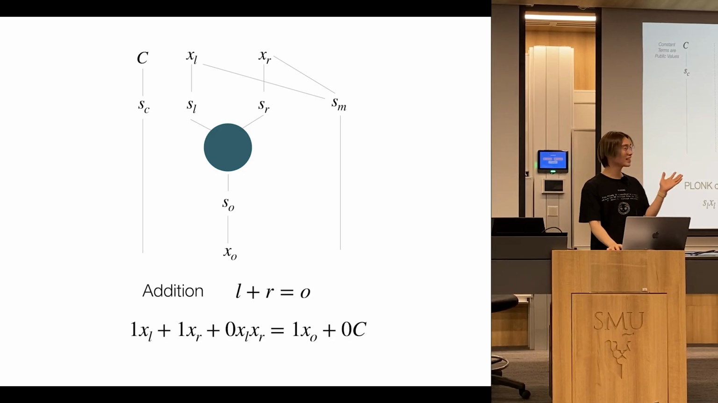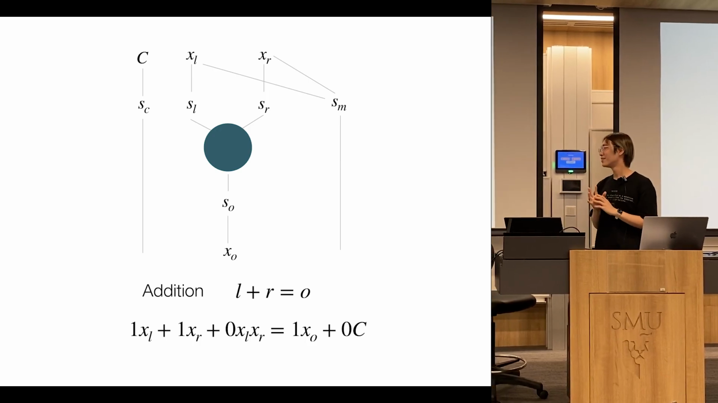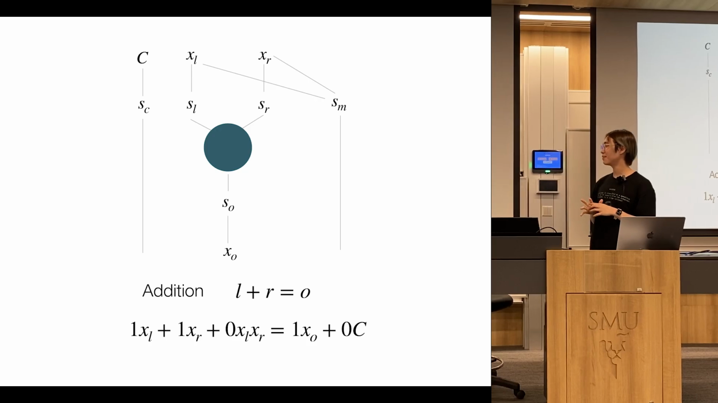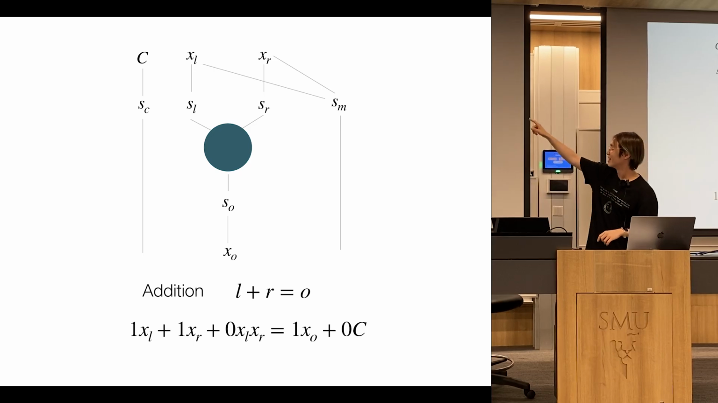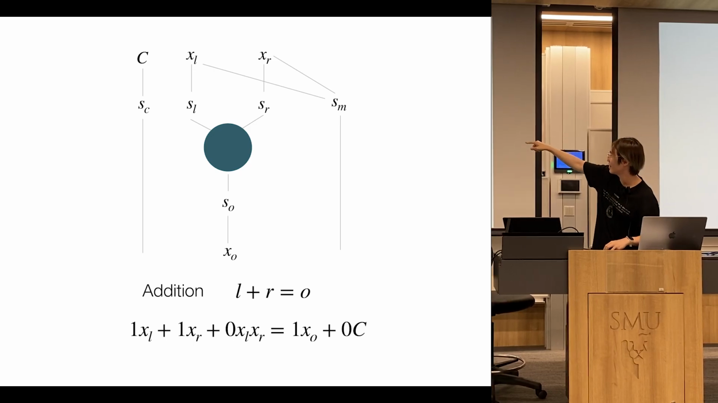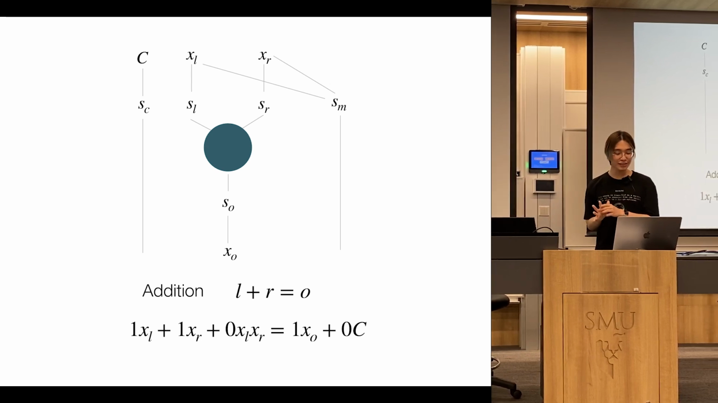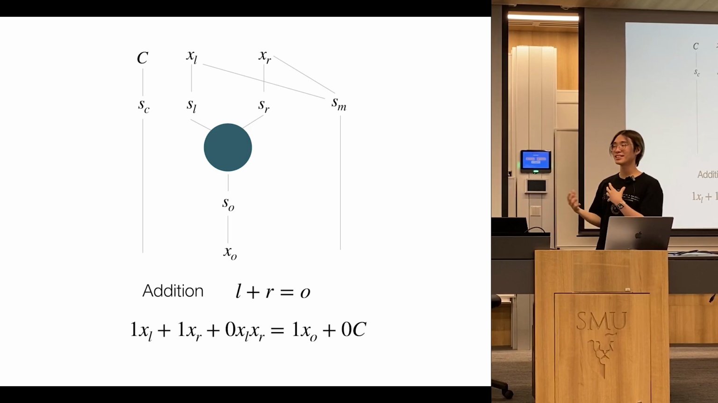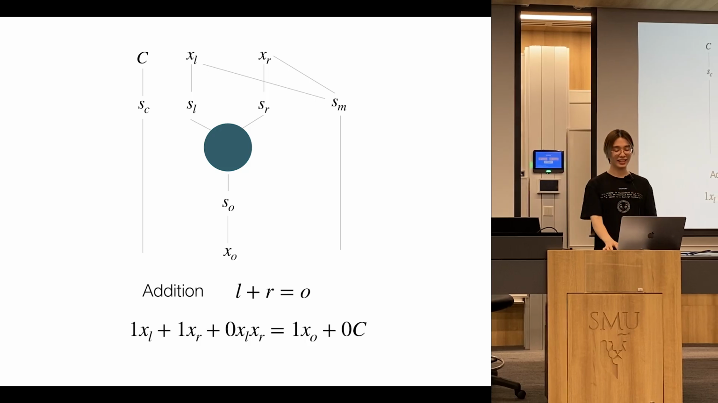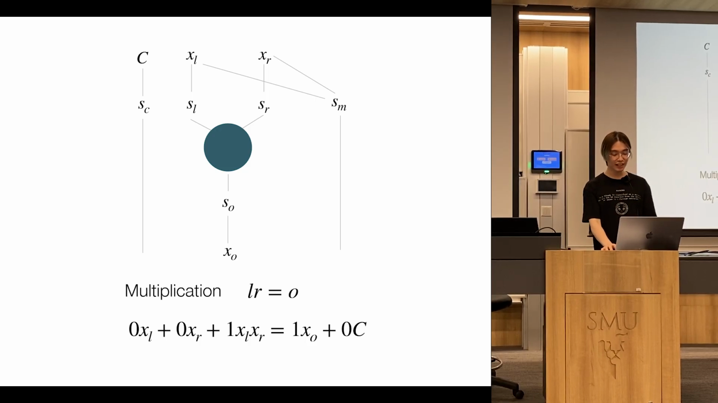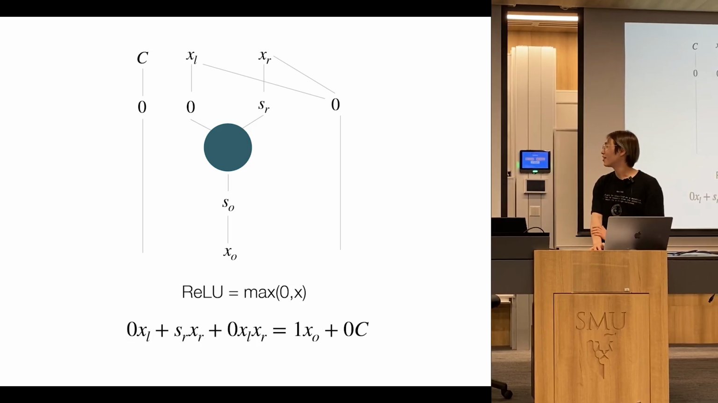And so with something like this, you can express the concept of addition. For example, if you want to do a plus b, or l plus r equals 0, you just put 1, 0 on x and r, and put 0 on the constant, and you get the concept of 0. And because it's in this form, you can put it in your polynomial-based ZK circuit quite easily. And so you have the concept of multiplication, and you can also simply assign a constant in this form.